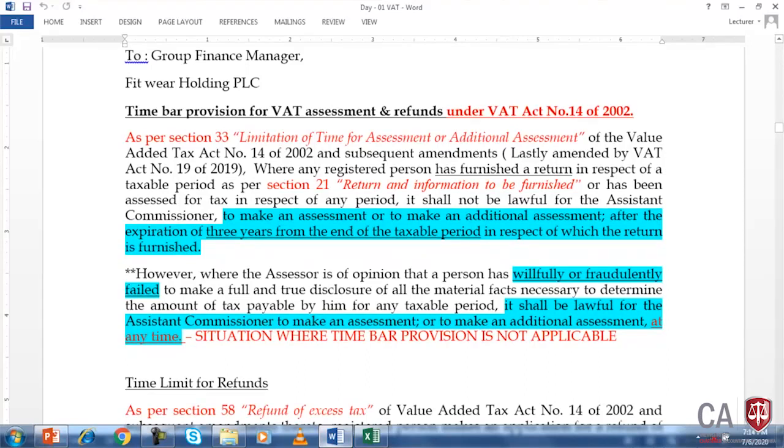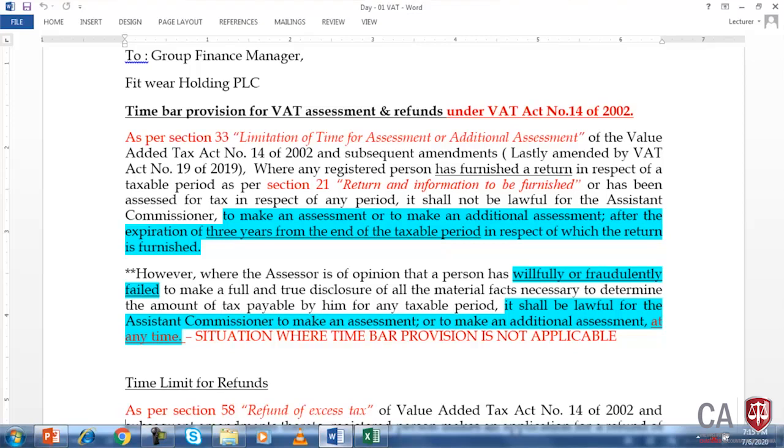See the answer format of my answer. Then theory. As per section 33, I have quoted the section, limitation of time bar for assessment or additional assessment of the Value Added Tax Act number 14 of 2002 and subsequent amendments. I have put the last amendment act. Where any registered person has furnished the return in respect of a taxable period as per section 21, return and information to be furnished. Here I have made a mistake. Payment of VAT is section 26; filing of returns is section 21.